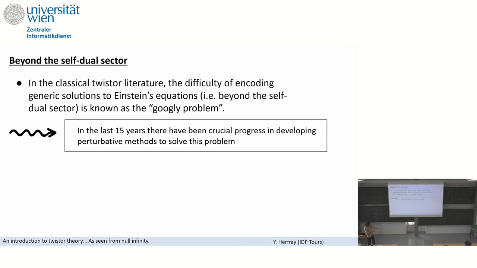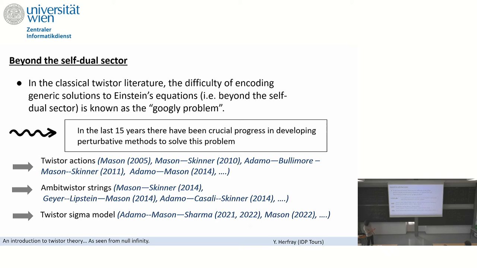If you want to go beyond the self-dual sector, you need to do something perturbative. This is what people have been doing the last 15 years, and I think there has been huge progress. And I don't want you to go out of this seminar thinking that twistor theory can only work with the self-dual sector. It's not true, people can really go beyond that. There are different types of ideas that have been developed, mainly by the group in Oxford around Lionel Mason.